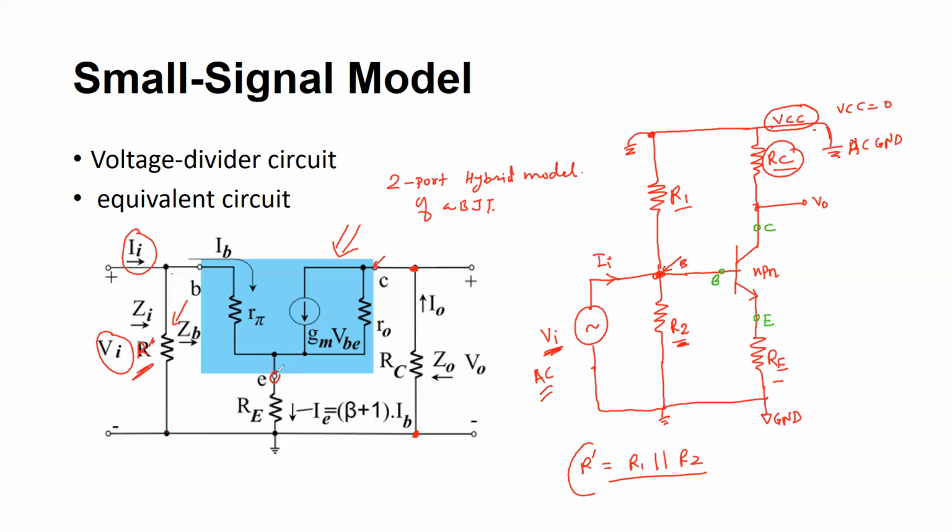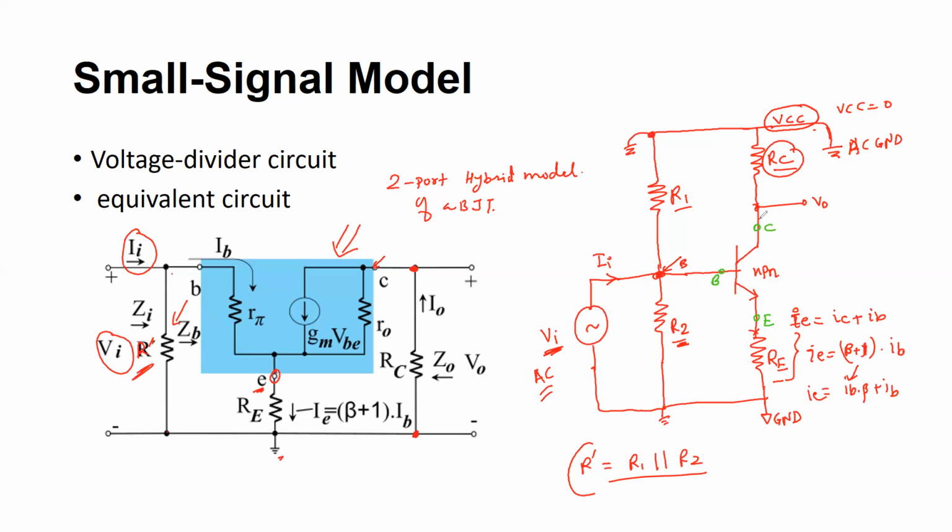What about the RE? So look at this. RE is basically connected between the emitter and the ground. That's what it is here, and I have modeled that. The current flowing through that, IE, is IC plus IB. It can also be written as beta plus 1 multiplied by IB, where IB times beta plus IB after expanding this equation.